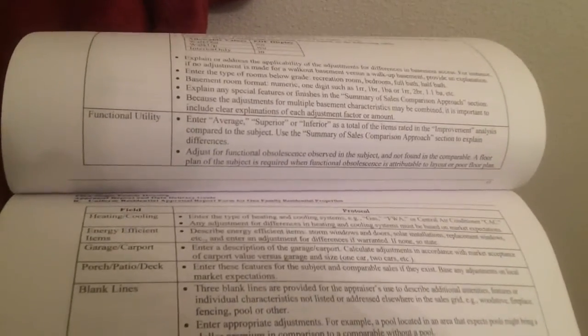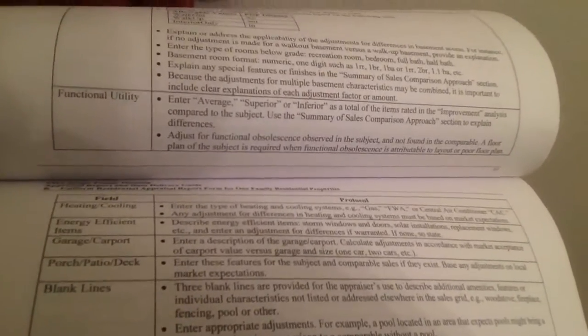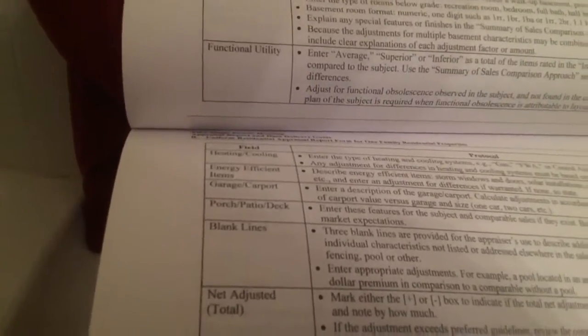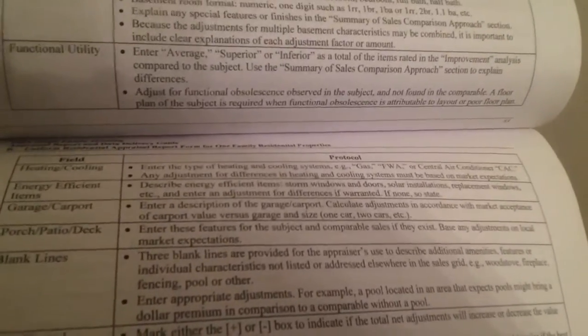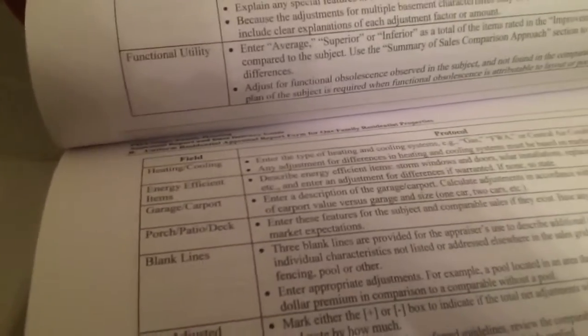Page 119. Field: heating/cooling. Protocol: Enter the type of heating and cooling systems, for instance, gas, FWA, or central air conditioner, CAC. Any adjustment for differences in heating and cooling systems must be based on market expectations. Energy efficient items is the field. Protocol: Describe energy efficient items such as storm windows and doors, solar installations, replacement windows, etc., and enter an adjustment for differences if warranted. If none, so state.